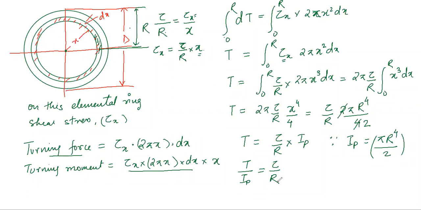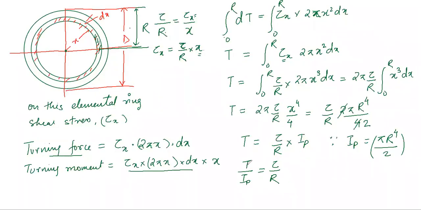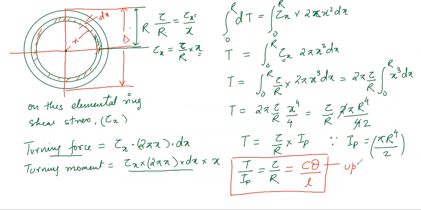So you can compare this equation with the previous one. Suppose this is equation number 3. You can see that tau by r is equal to C theta by L, right? Similarly, tau by r is also equal to torque upon IP. So your torsion equation is T by IP equal to tau by r equal to C theta by L. This is your complete torsional equation, right? The important point here is that this equation is valid up to the elastic limit.